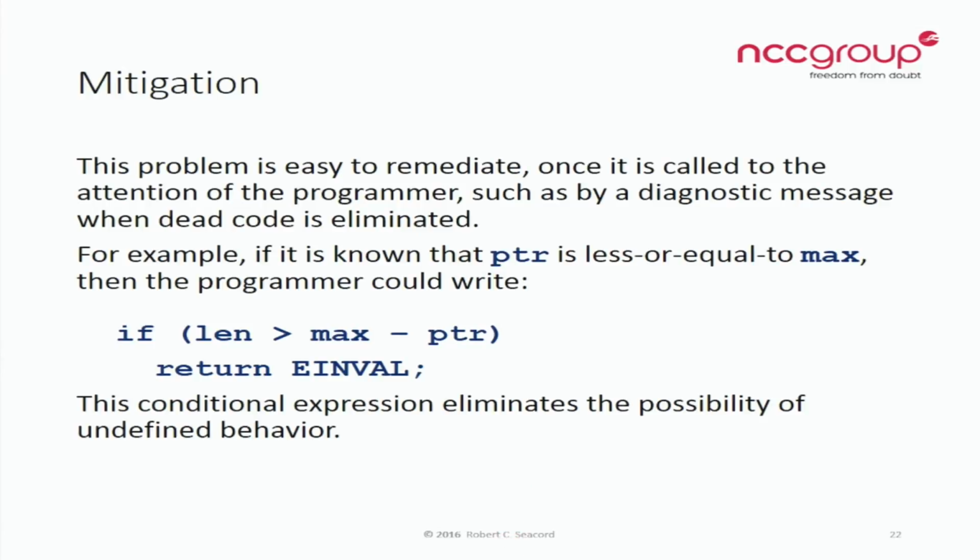So if you're aware of this problem, it's actually very easy to fix. If it's known that pointer is less or equal to max, which we know in this example because pointer points to the beginning of the array and max points to the end of the array, you can just subtract pointer from each side, and now we'll have len greater than max minus pointer. So max minus pointer is guaranteed not to wrap around because we know that pointer's less than max. So this expression has to be evaluated by the compiler. It cannot be optimized out.